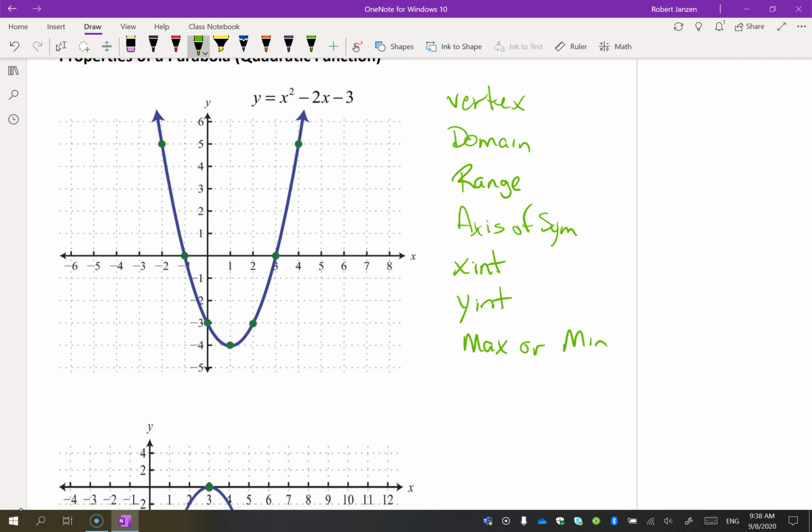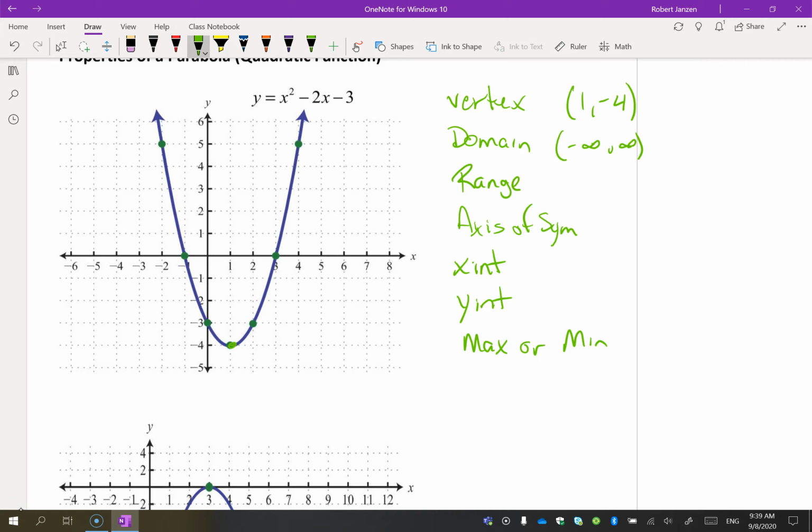So in this picture, what is the vertex? The vertex is right here. It is (1, -4). What is the domain? Okay, here's a great little tip for you. In a parabola, the domain will always be -infinity to infinity. This is going to be a free mark.